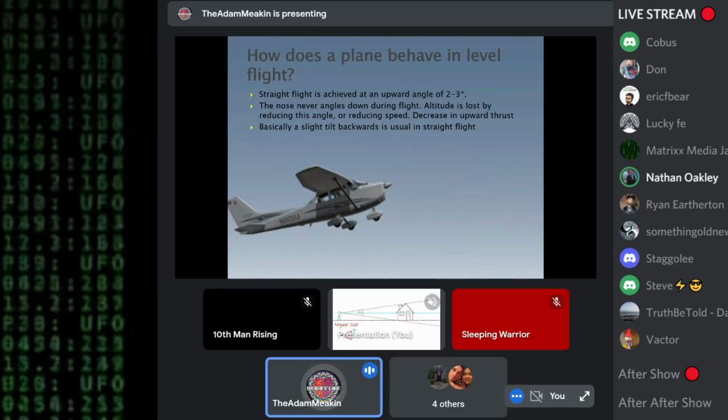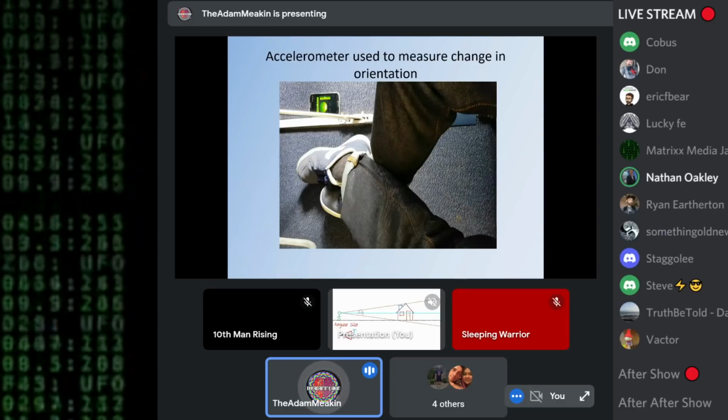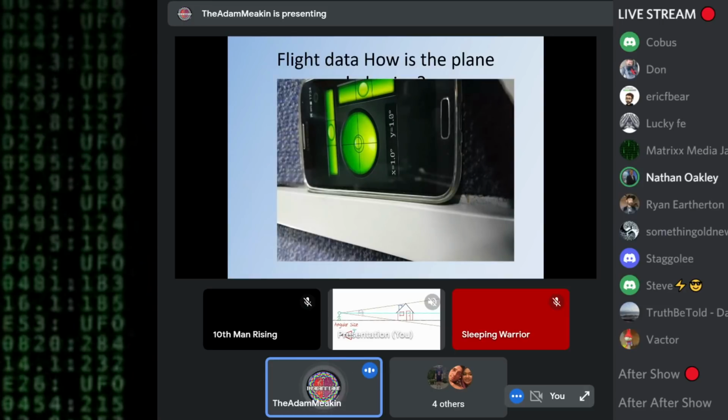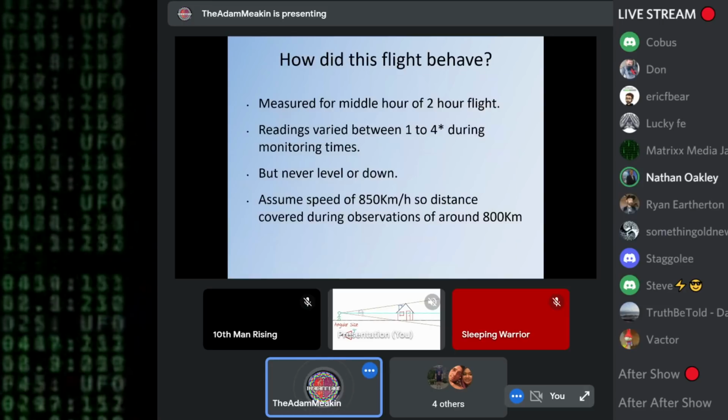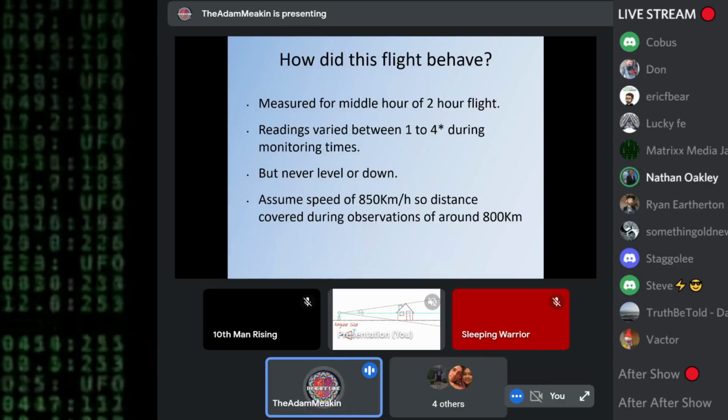Basically, a slight tilt backwards is usual for normal flight. Now, I took a load of accelerometer data on the middle hour of a 2-hour flight and recorded it, and it showed nothing. It was fluctuating between 1 and 3, or 1 and 4. But it never went into the negative. It never tipped over.